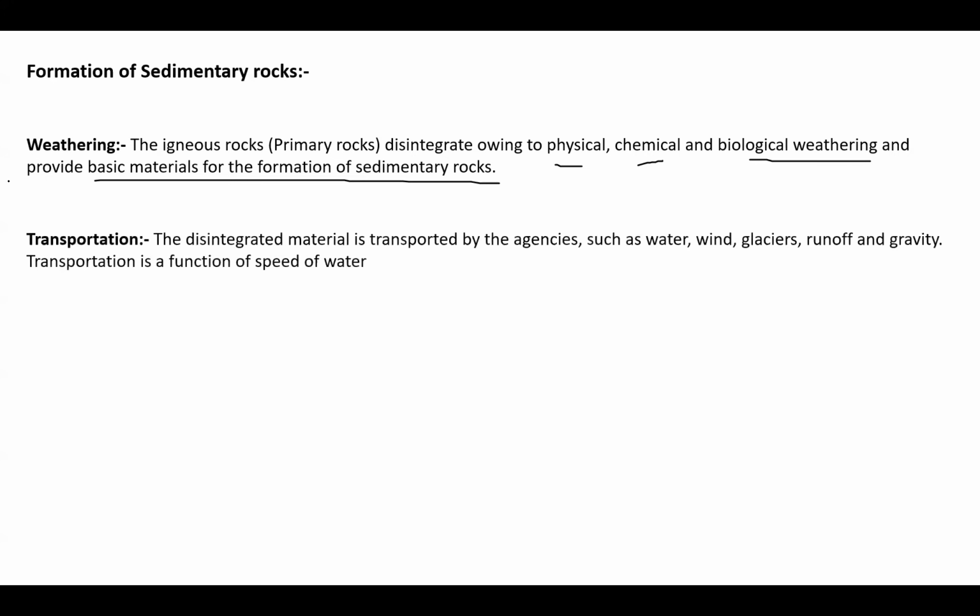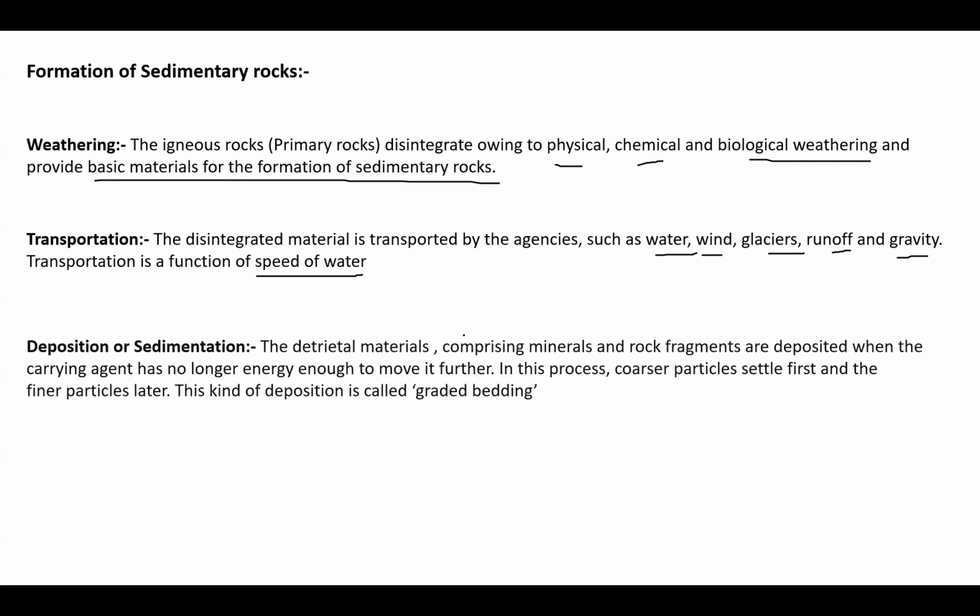What will happen in the second stage? These weathered materials, the disintegrated materials, are transported by agents such as water, wind, glaciers, runoff, or sometimes gravity. So whatever the weathered material is, it is transported by mediums like wind, water, glaciers, etc. After weathering and transportation, there will be deposition or sedimentation.